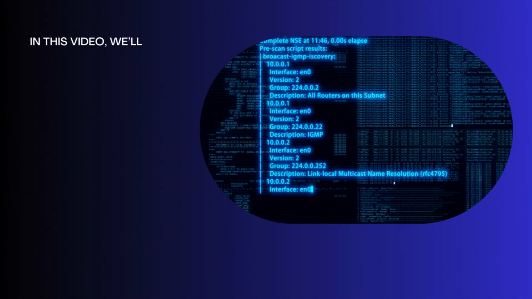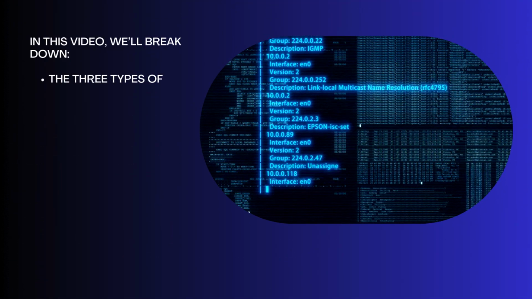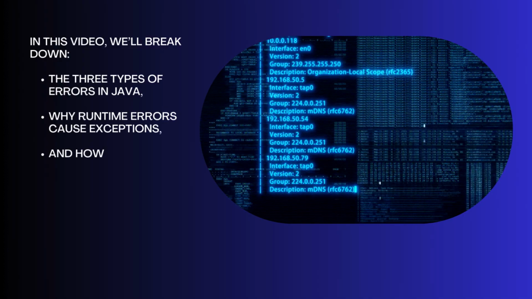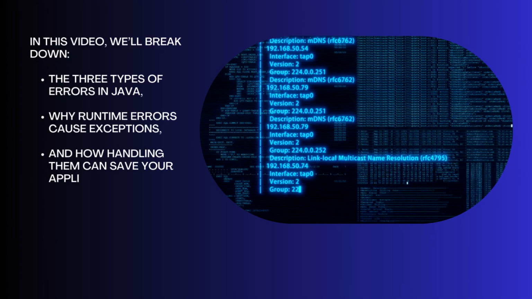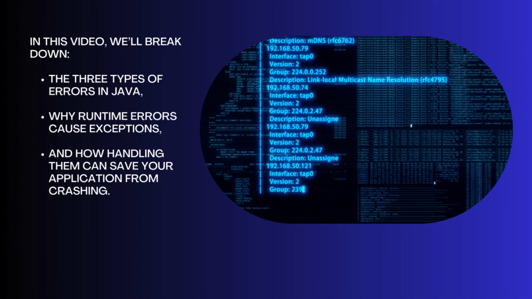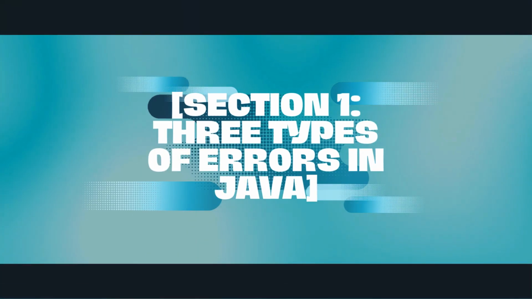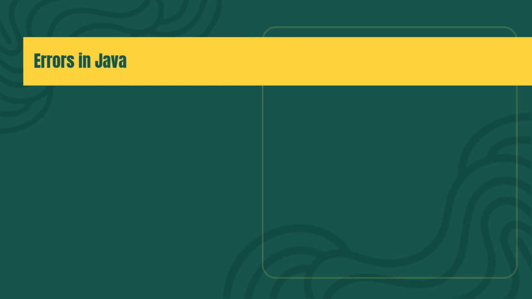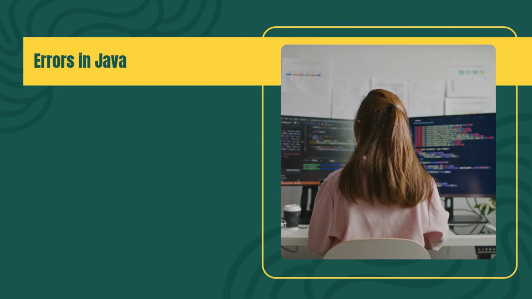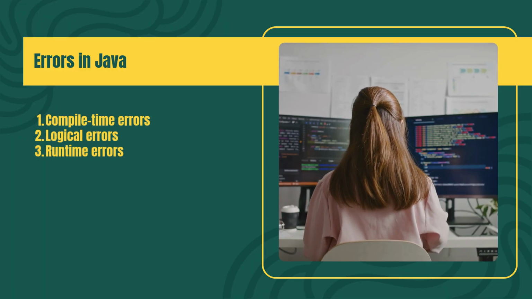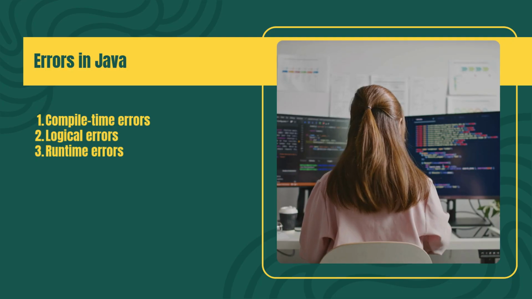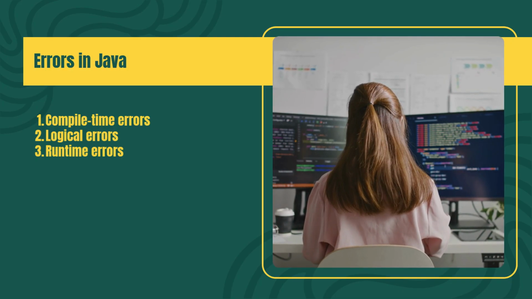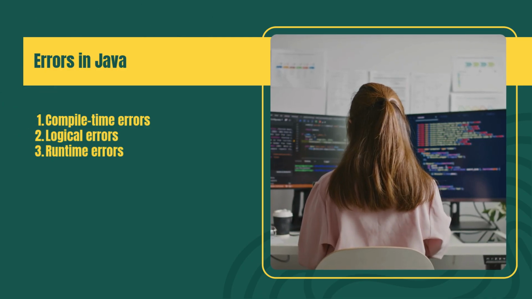In this video, we'll break down the 3 types of errors in Java, why runtime errors cause exceptions, and how handling them can save your application from crashing. Section 1, 3 types of errors in Java. In Java, errors generally fall into 3 categories: compile time errors, logical errors, runtime errors. Each one behaves differently. Let's look at them one by one with code.